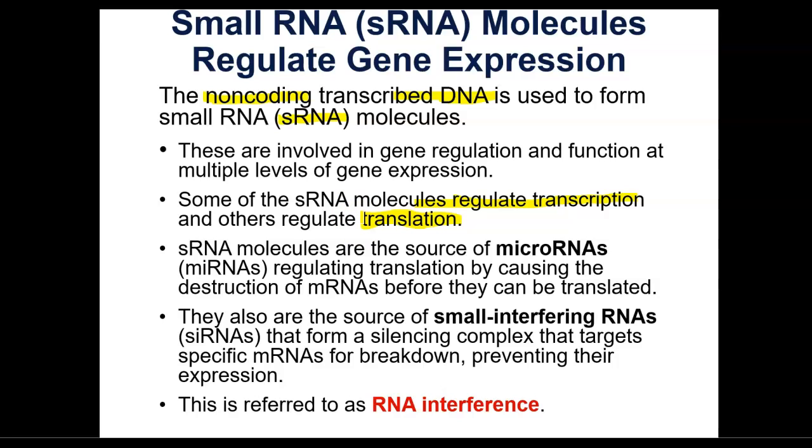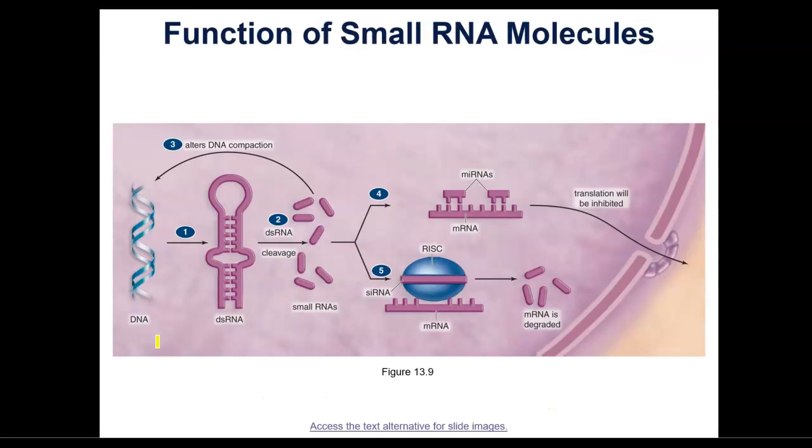So it just depends. Small RNA molecules are the source of microRNAs, which cause the destruction of messenger RNA before they can be translated into a protein. And they're the source of siRNAs, which stands for small interfering RNAs, that prevent the expression of messenger RNA as well. Anytime this happens with the small interfering RNAs, where they interfere with the expression of the messenger RNA, we just call it RNA interference. So small RNA molecules are the source of microRNAs and small interfering RNAs, and both of these will regulate the breakdown or destruction of messenger RNA. So it would prevent a protein from being produced.